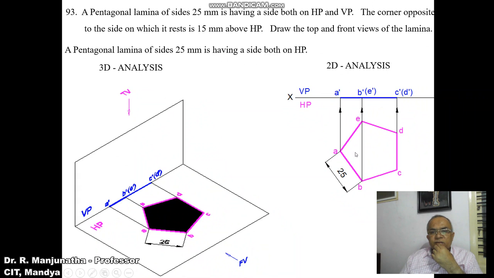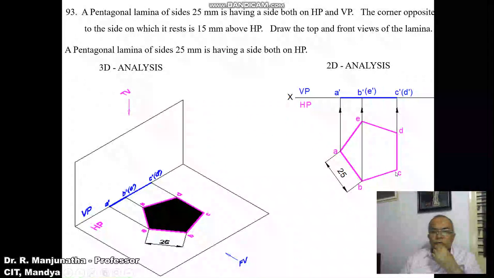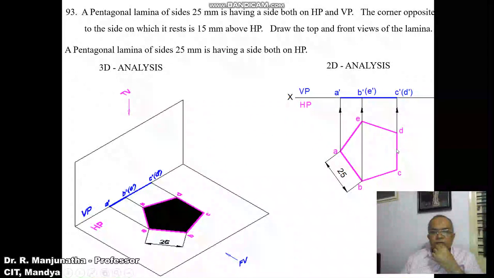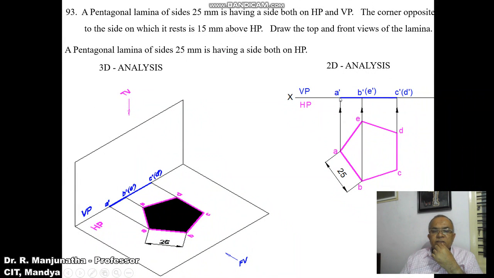This is what we can see in the 2D analysis also, wherein when a side is perpendicular to VP, one end is a corner and the opposite is a side. So this is the side and this is the corner. As we see from the top view, when you look from the front view, ABC is near to the observer. So A dash, B dash, C dash is visible, and D and E are away from the observer, so D dash and E dash will be in bracket.